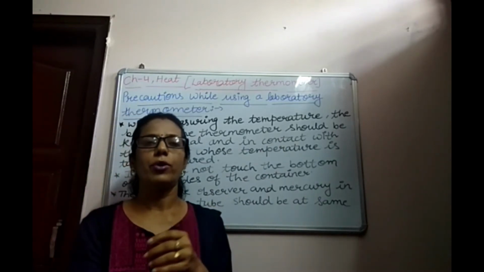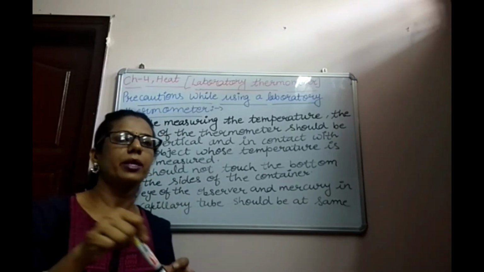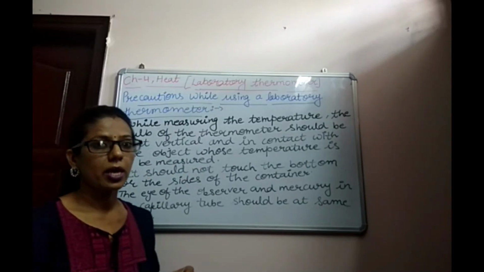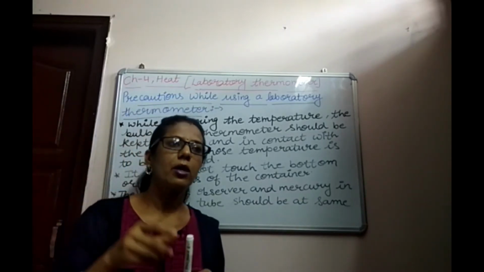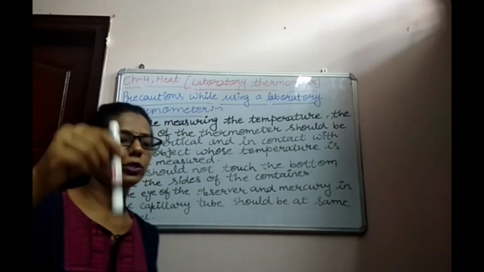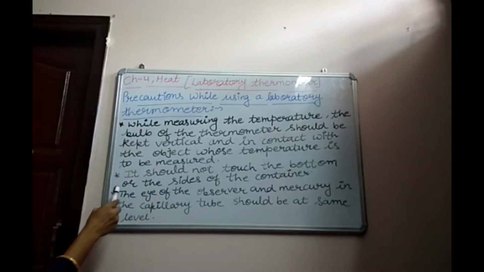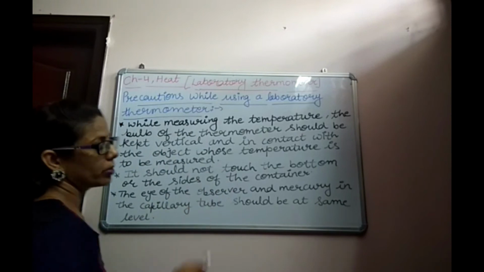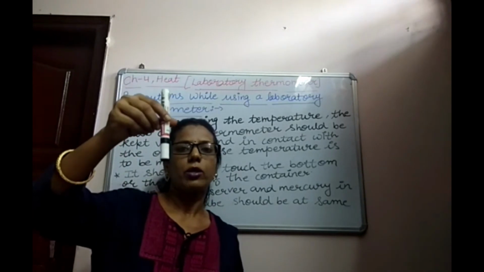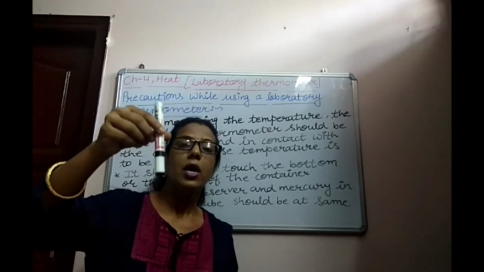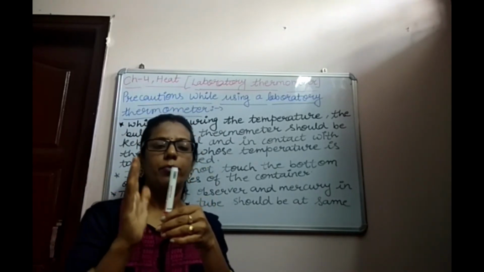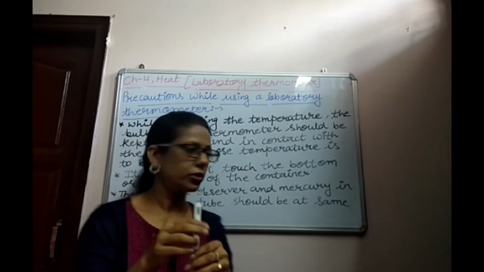So when we take out the laboratory thermometer from the substance, the mercury level will immediately fall or rise, because the kink is absent. So always we have to measure the temperature when the bulb of the thermometer is in contact with the object whose temperature we are measuring. Next precaution, it should not touch the bottom or the sides of the container. The bulb should always be in contact with the substance, and it should not touch the bottom or the sides of the container, because the reading will be changed.